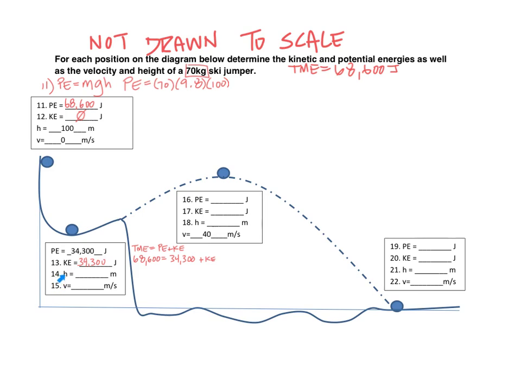Okay? Think about your equation that has height. It's mass times gravity times height equals potential energy. To solve for V, it's KE equals 1/2 mv squared. Okay? So, let me write this. For number 14, height: potential energy equals mass times gravity times height. Solve for h. You have potential energy up at the top. For number 15, velocity. Velocity is a factor of kinetic energy, so KE equals 1/2 mv squared. Solve for v.